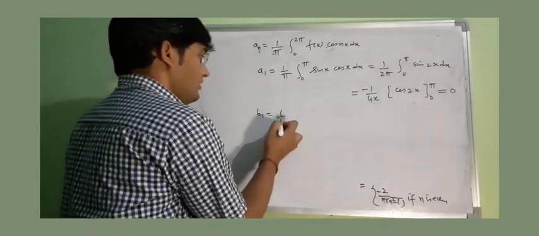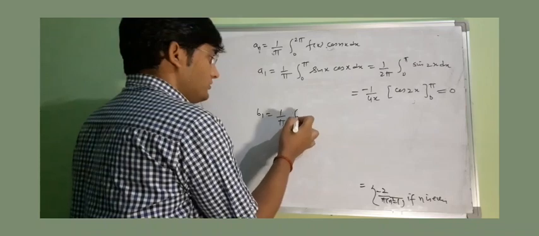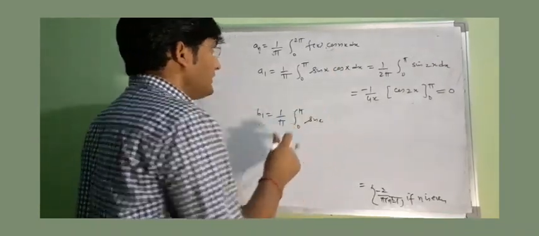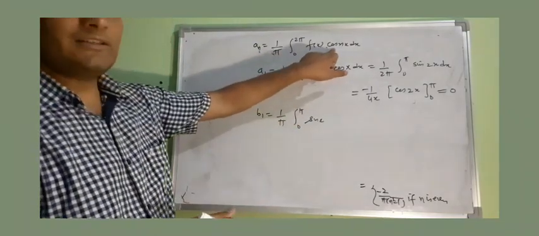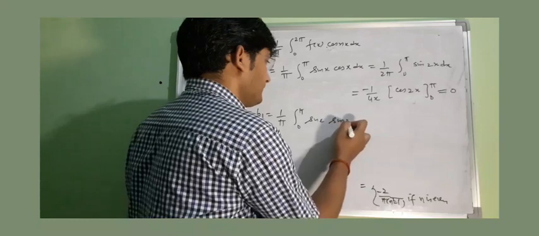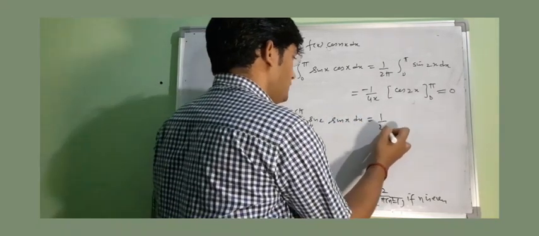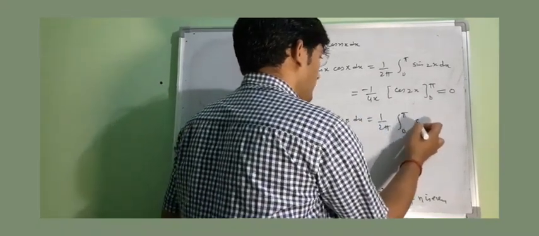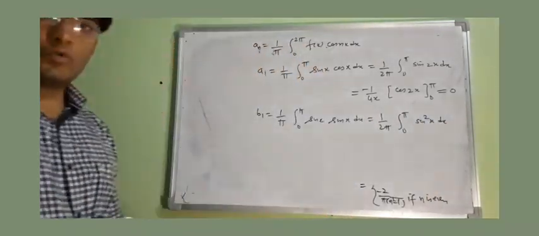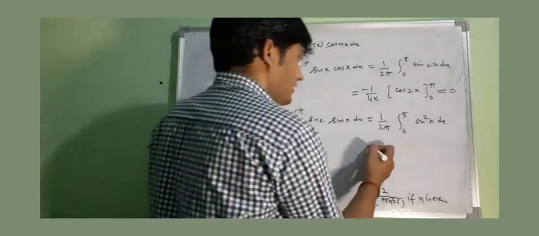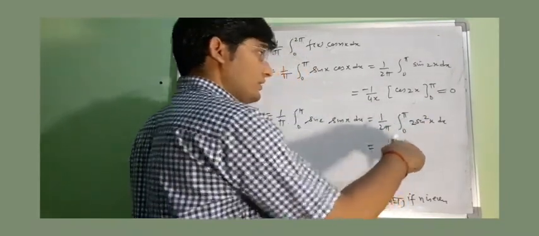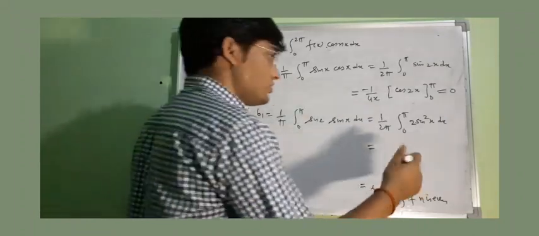Similarly, for b1 we will have 0 to pi, the value of f(x) is sin x. Now in case of bn we have sin nx. If n is 1, then it will be sin x. So this will be 1 upon 2 pi, integral 0 to pi sin square x. Now with the help of cos 2 theta, which is 1 minus 2 sin square theta, this 2 sin square theta can be written as 1 minus cos 2 theta.